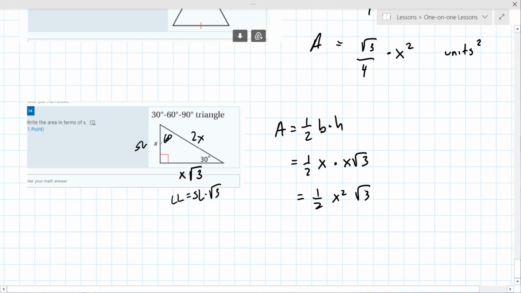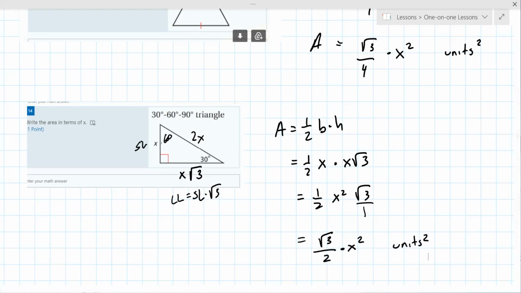And just to make this nice, square root of 3 is really square root of 3 over 1, so you would put it up front. Square root of 3 over 2 times x squared. Units squared is your units, which it doesn't give, but I don't know if you have space for that in your answer.